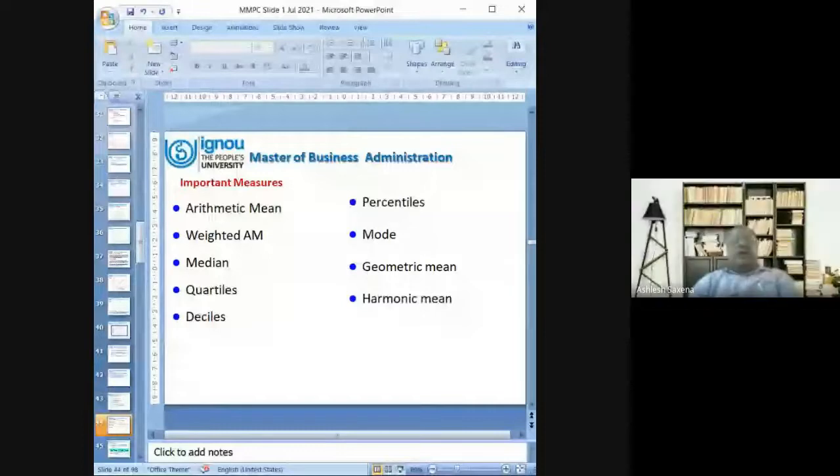You can see the important measures over here. You will be using arithmetic mean, median, quartile, percentile, and mode in most of your study.